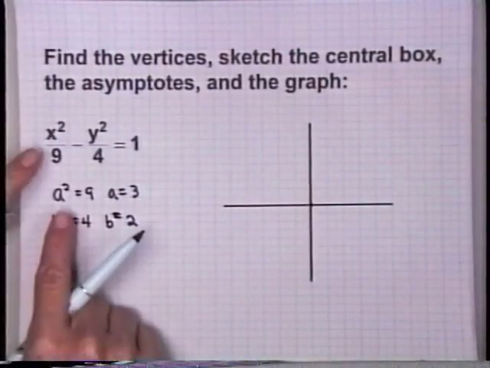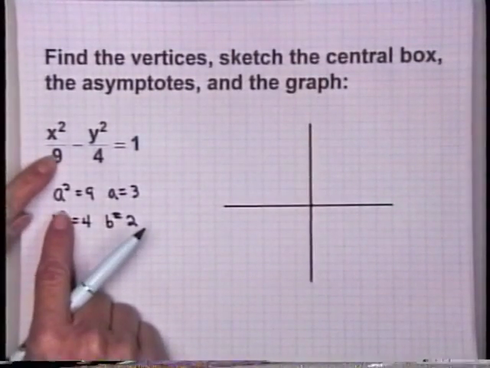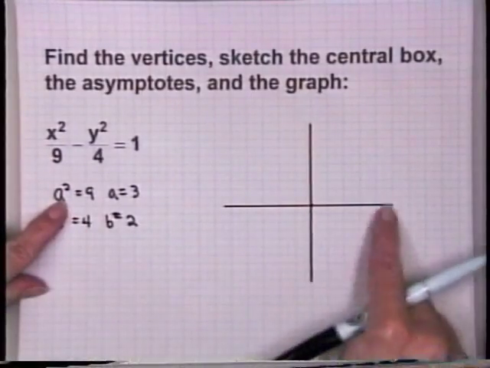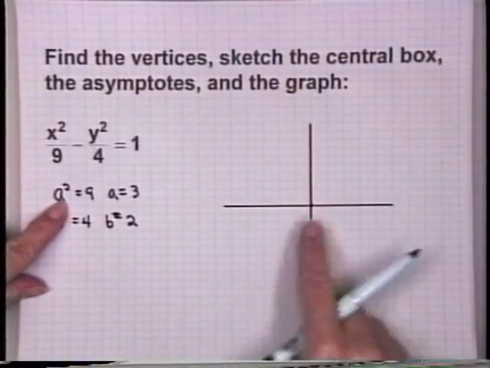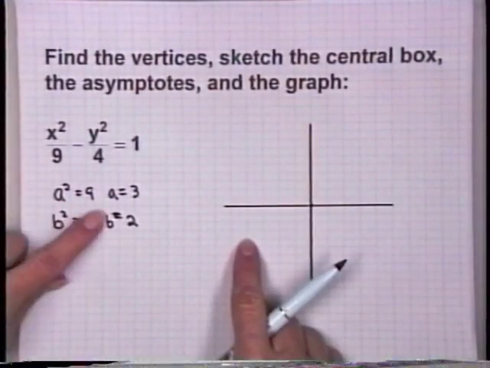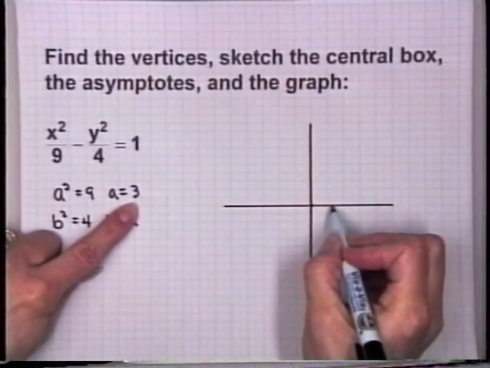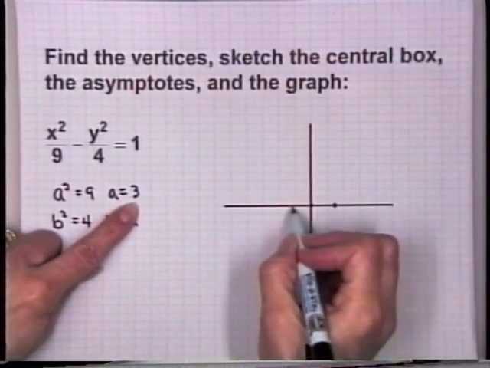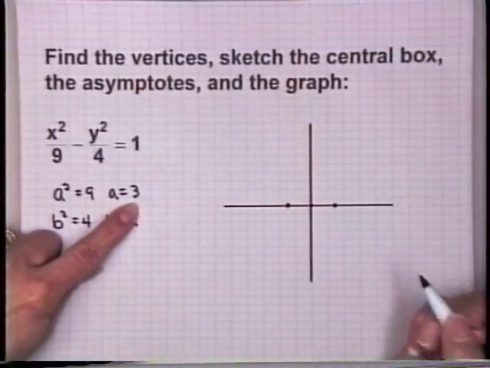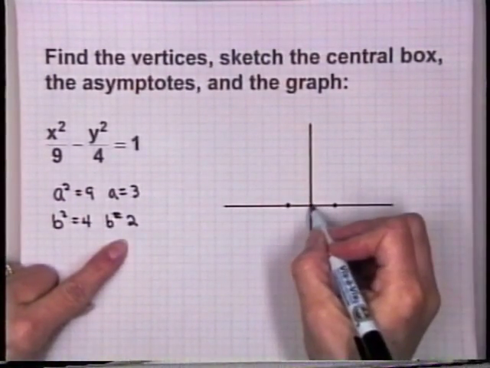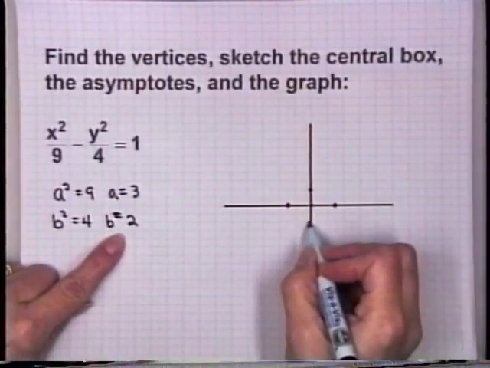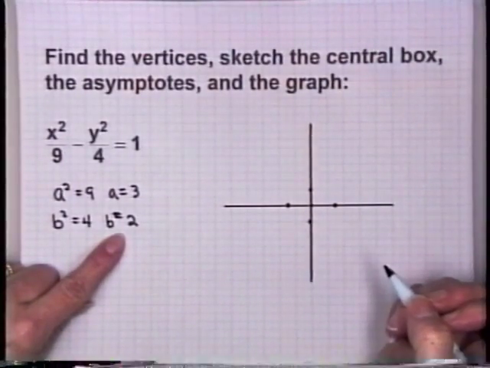Okay, since our x squared term is our positive term, we know our hyperbolas are going to be sideways, horizontally like our x-axis. So from the center of 0, 0, we're going to go a distance of 3, 1, 2, 3 this way, and 3 this way. We're going to use B to go up 2 and down 2. So far, that's been just like what I did with an ellipse.